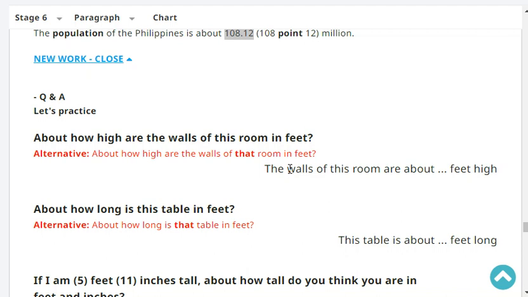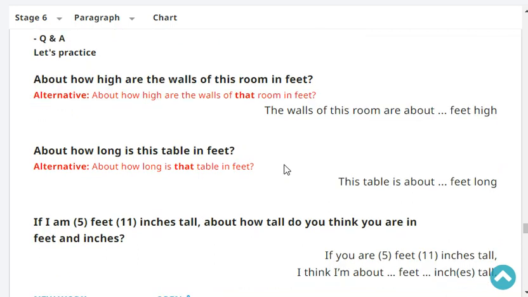Very good. About how long is this table in feet? That table is about 2 feet long. Very good.